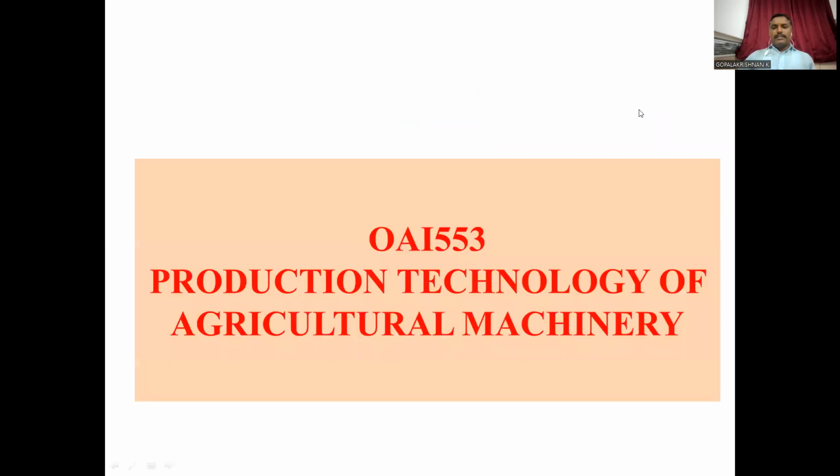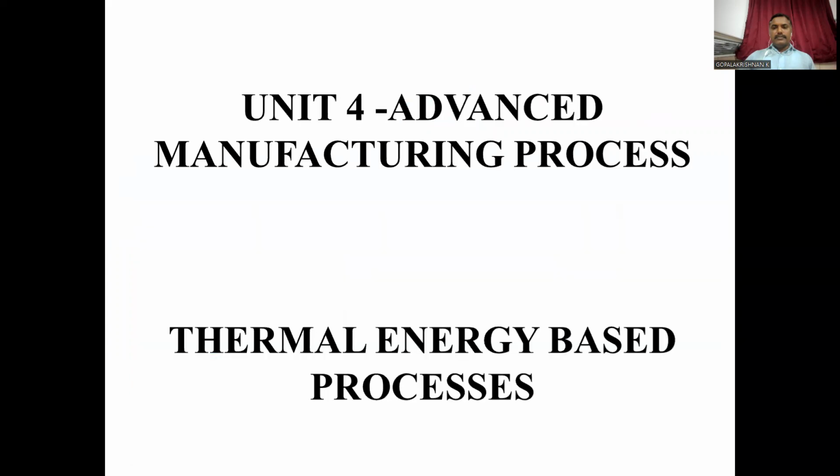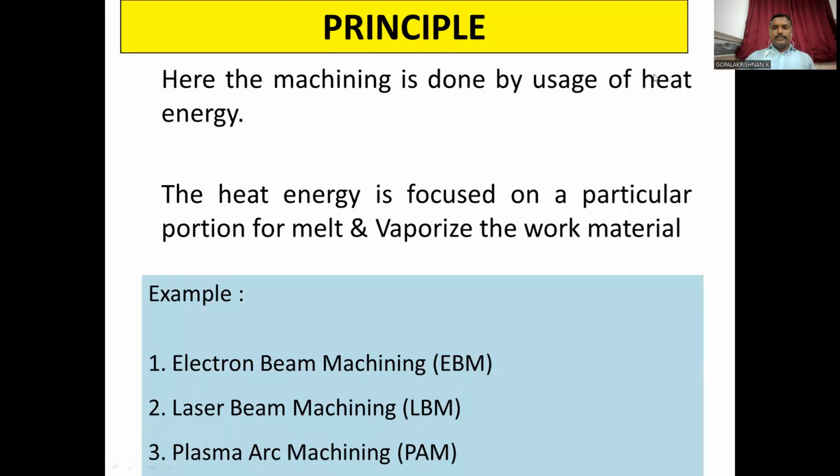In the production technology of agricultural machinery, in Unit 4, Advanced Manufacturing Process, now we discuss the thermal energy based process. Before that, we discuss the principles of thermal energy. Here the machining is done by usage of heat energy. The heat energy is focused on a particular portion to melt and vaporize the work material.